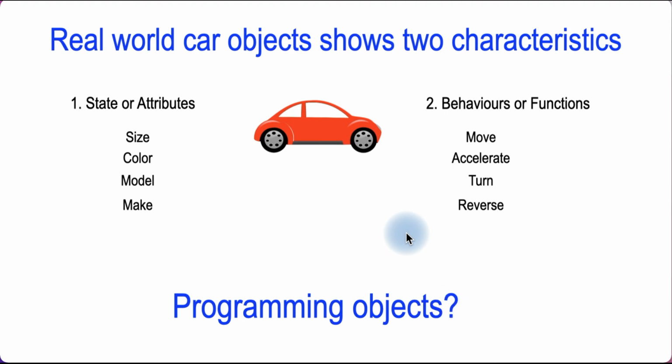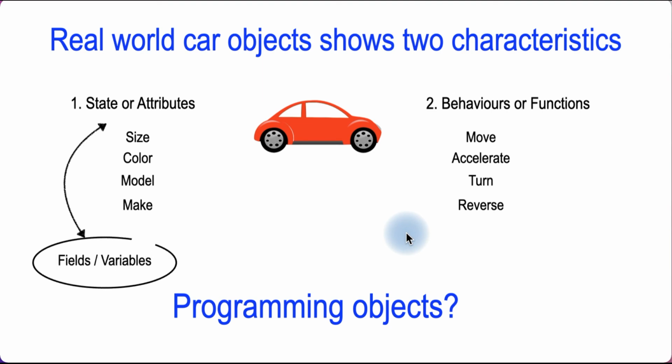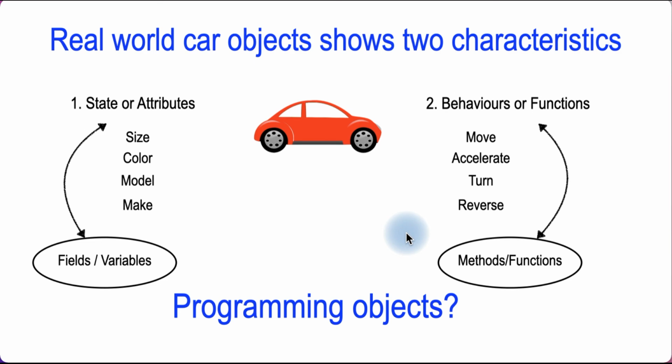Now, software programming objects are very similar to these attributes. For example, the state and attributes we call fields and variables, and the behaviors and functions of the real-world object we call methods and functions here. So hopefully you understand what is a class and what is an object in this video.